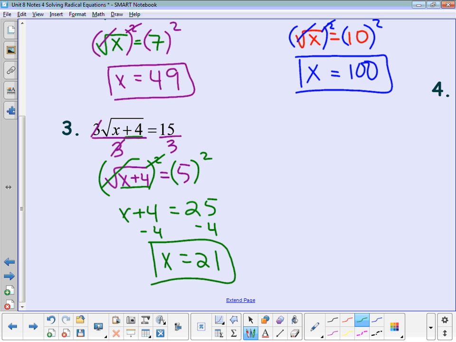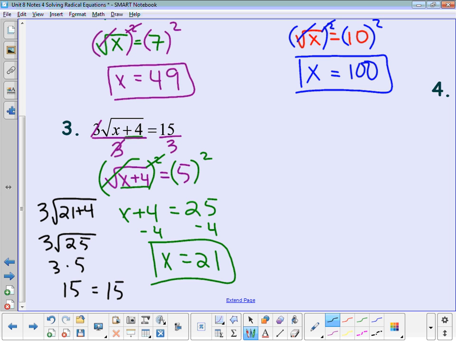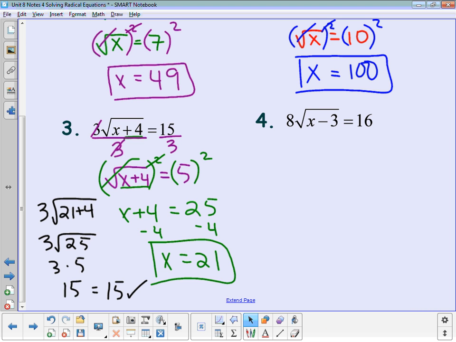Now, one thing you could do to make sure that you've got this down is plug this back in. If we plugged 21 back into our equation, we'd have 3 times the square root of 21 plus 4. That's 3 times the square root of 25. That's 3 times 5, which is 15. And that was the other side of our equal sign, so we're good. So you can always go back and check your answer. I want you at this time to pause the video and see if you can work on number 4.